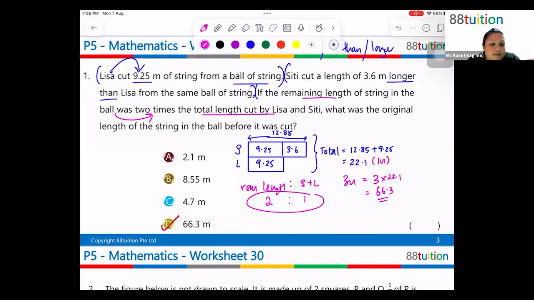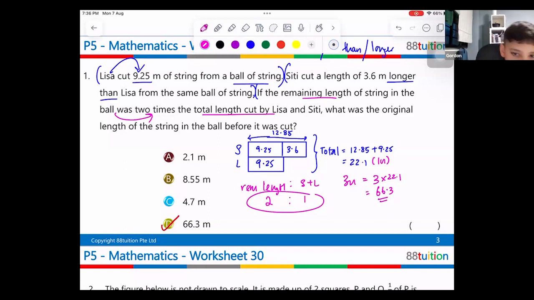Any questions, anyone? I saw quite a number of you who didn't get D. Gordon, what happened? What was your working? As well as Bella. Do you know what went wrong?